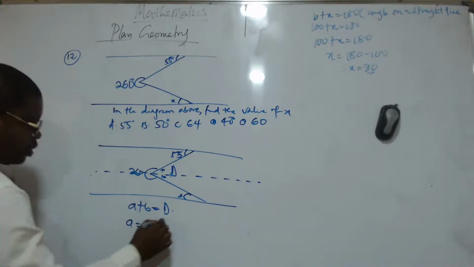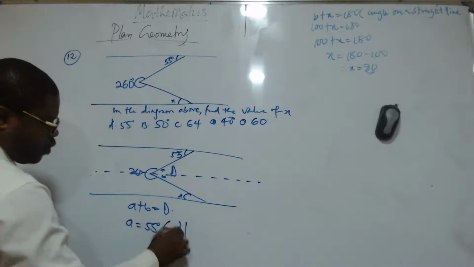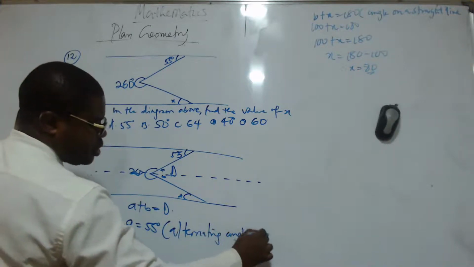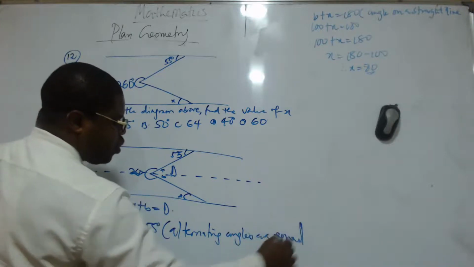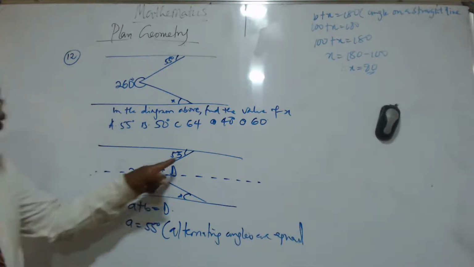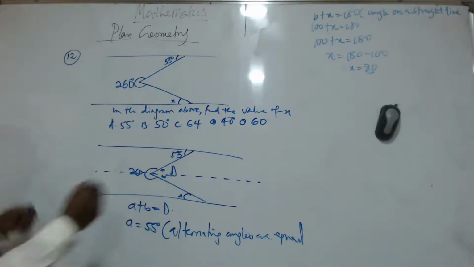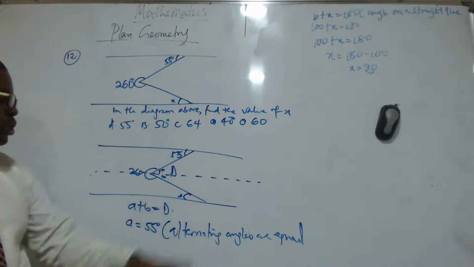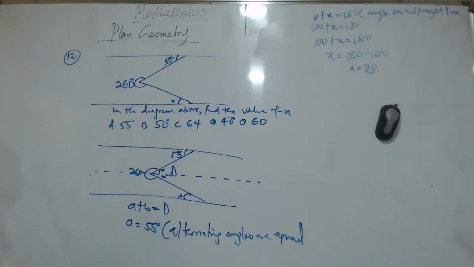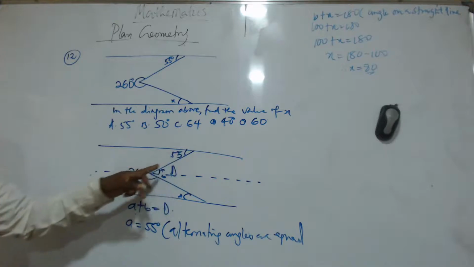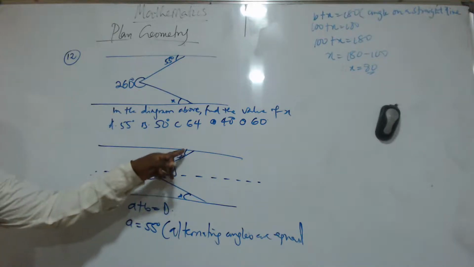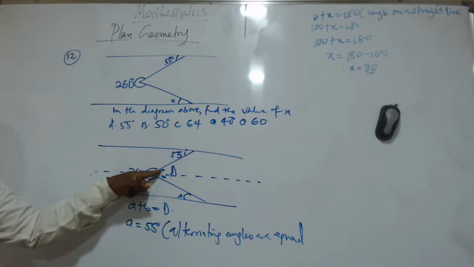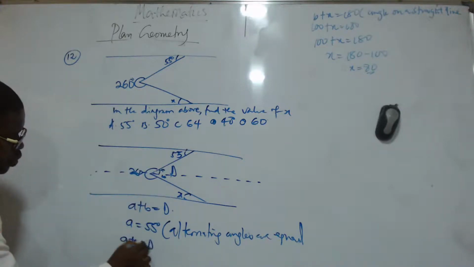55 degrees. Reason: alternate angles are equal. How is it alternate? We said when one of the angles is facing down and the other angle is facing up, they are said to be alternate to each other, and those angles are equal. So since this one is facing up and this one is facing down, this angle here is alternate to this angle. And if here is 55, therefore here too. 50 plus B equals D.